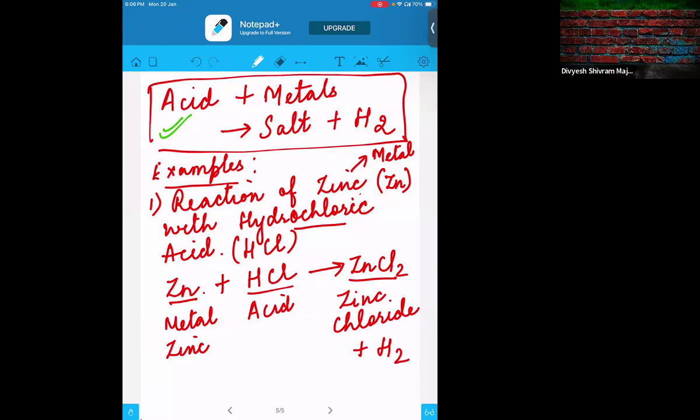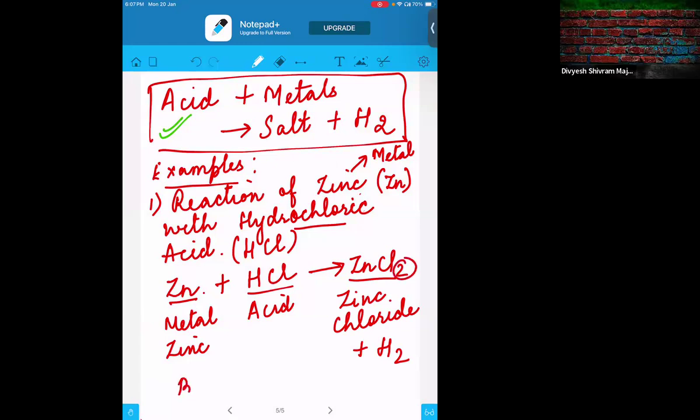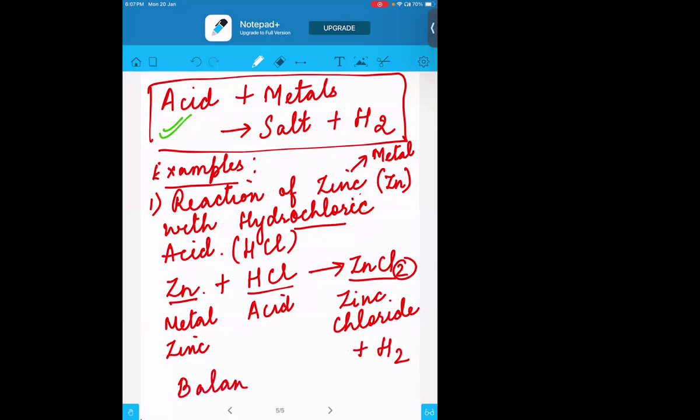Ma'am, how did the 2 come under Zn and Cl? Very good question. How has the 2 come here? It is because of balancing the equation. In chemistry, this plays a very important role: whatever reactions there are, they should be present in a balanced way.